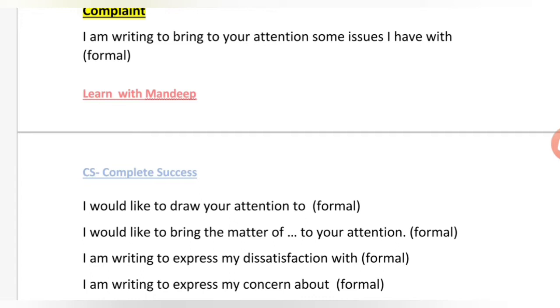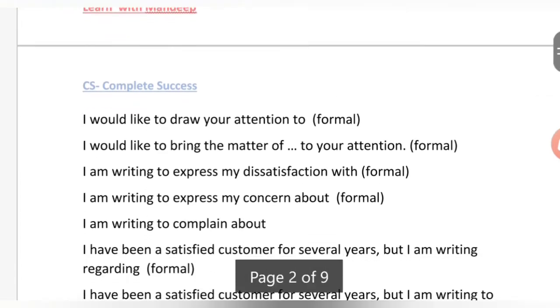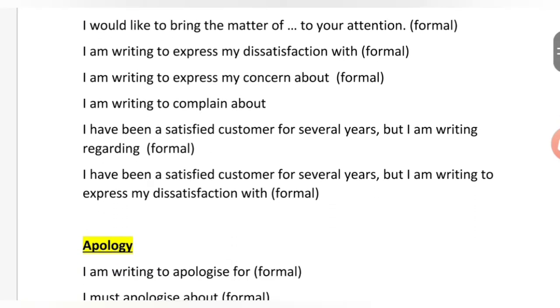Other ways are, I would like to draw your attention to, I would like to bring the matter of, like the topic, to your attention. I'm writing to express my dissatisfaction with, I'm writing to express my concern about, I'm writing to complain about, that is a simple way. Suppose you are writing to the neighbor, then it is not formal, but it can be considered as semi-formal. Then you can simply say that I'm writing to complain about, but you can use other ways as well.